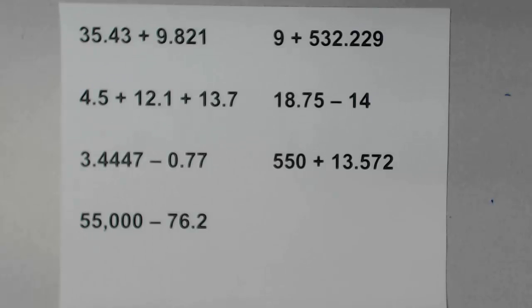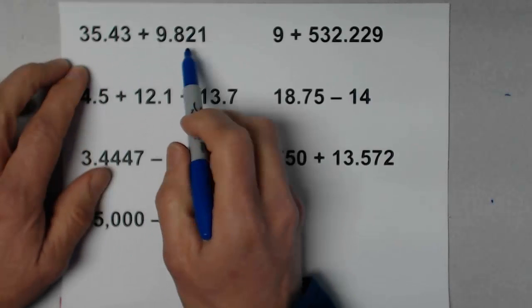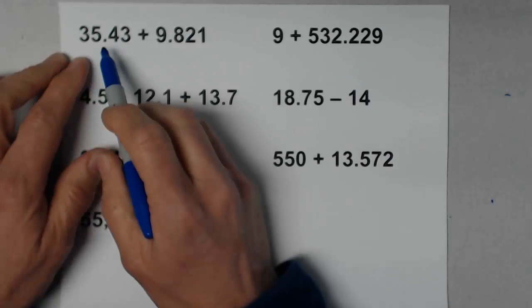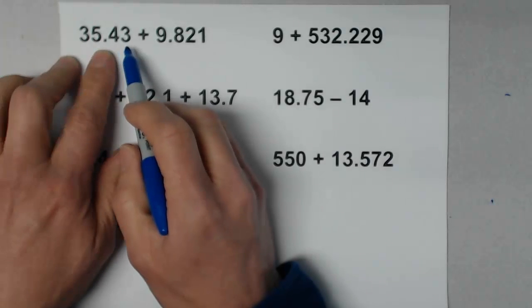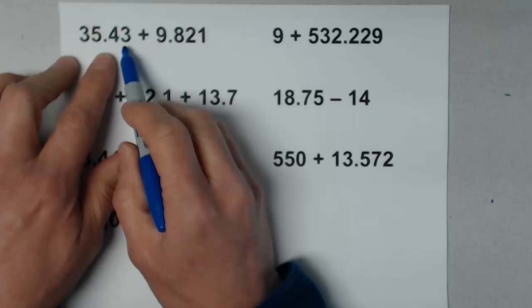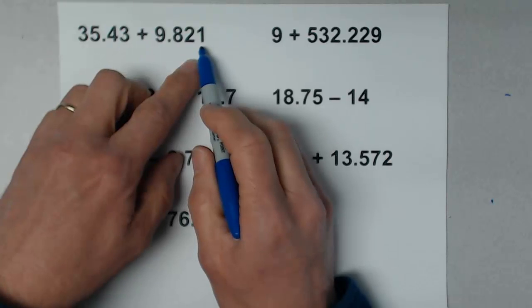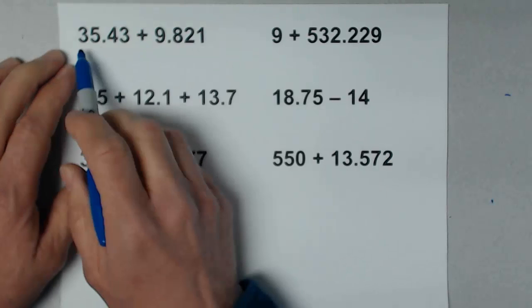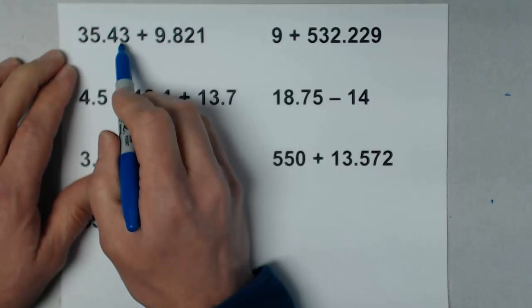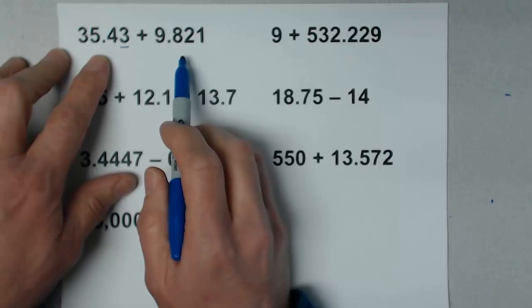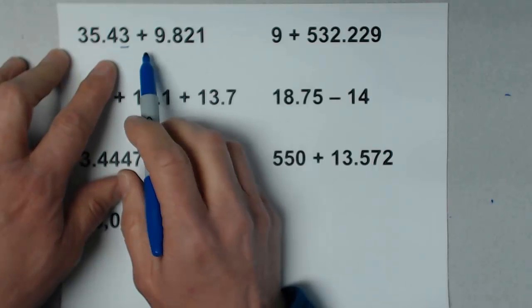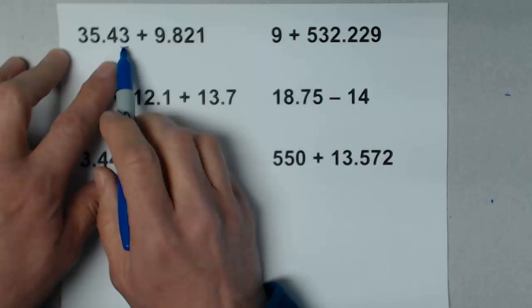This first problem here, the uncertainty in this number, the least significant digit, is in the hundredths place. In this one it's in the thousandths place, but if I'm reading left to right, it first shows up in this one, and so when I add these two numbers together, I won't keep anything beyond the hundredths place.